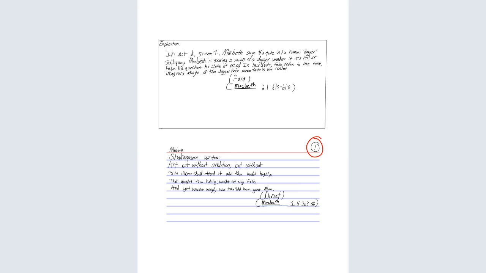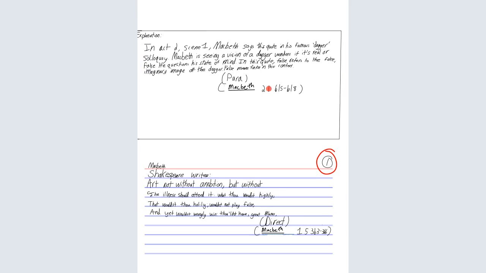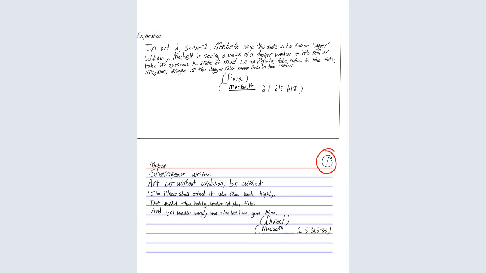So this next one will be the back of the card, and in what we did before, he explains it, and these are in your own words. In Act 2, Scene 1, Macbeth says this quote in his famous dagger soliloquy. That gives us some reference. Macbeth is seeing a vision of a dagger.